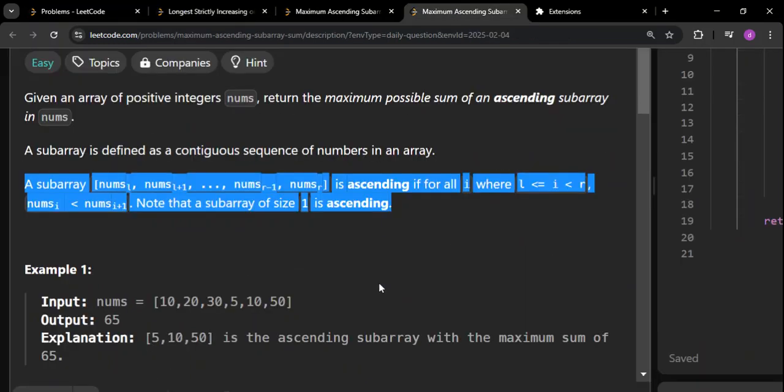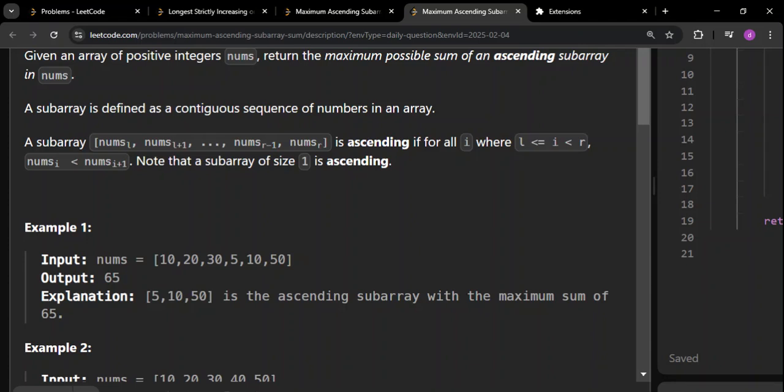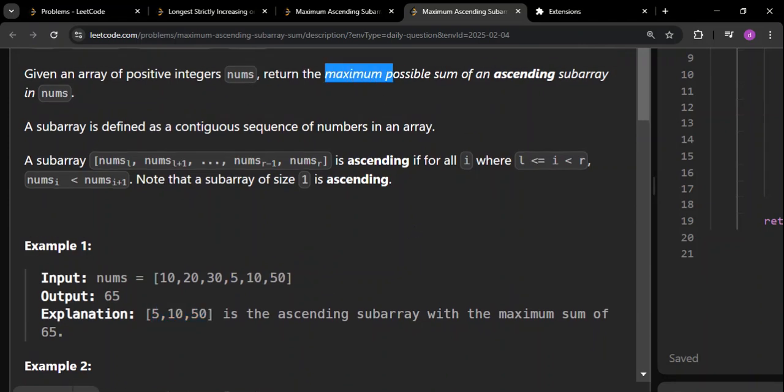Now coming to today's question, see this part. We have only two possibilities. 10, 20, 30: here the sum is going to be 60. Similarly here 5, 10, 50: here the sum is going to be 65. So we'll take this one because it is giving us a higher sum, because we have written maximum possible sum. For that reason, this particular subarray is going to give us the maximum possible sum. There are only two possible subarrays, 5, 10, 50 and 10, 20, 30, because only they are strictly increasing.